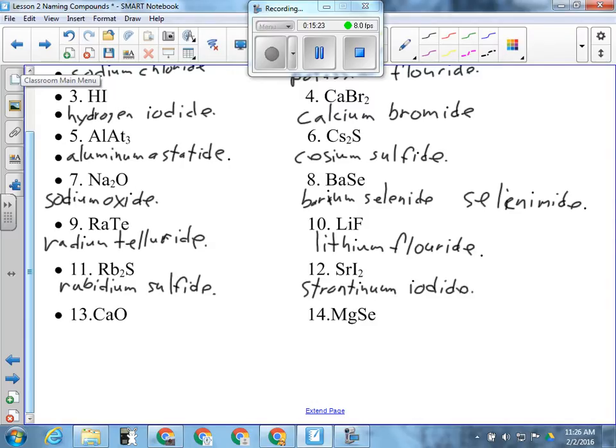Okay, 13, calcium and oxygen, so calcium oxide. And lastly, magnesium with selenium, so that's magnesium selenide. Okay, questions on any of those? Okay, big thing to remember is just that you don't need prefixes for these ones. Okay. Anyone need that anymore?